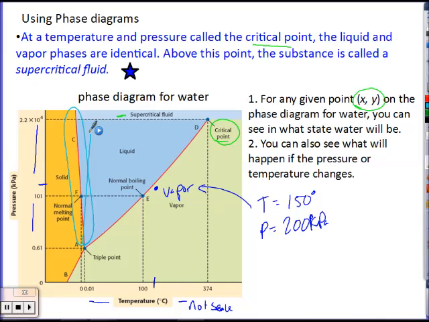For now, just make sure you have looked at the phase diagrams. Look at this different vocabulary we're learning in this class: triple point, critical point, phases, and be comfortable at being able to use these in class.